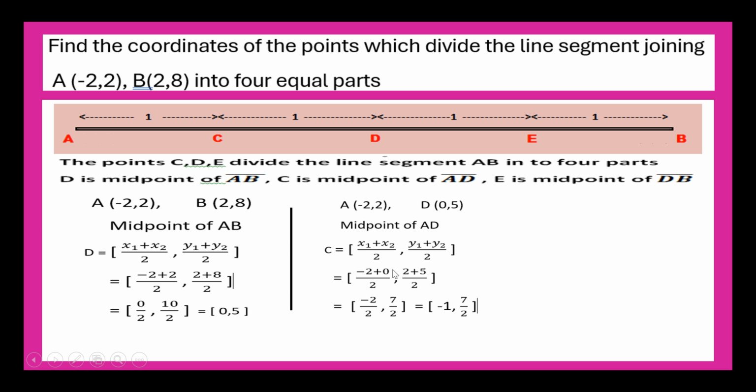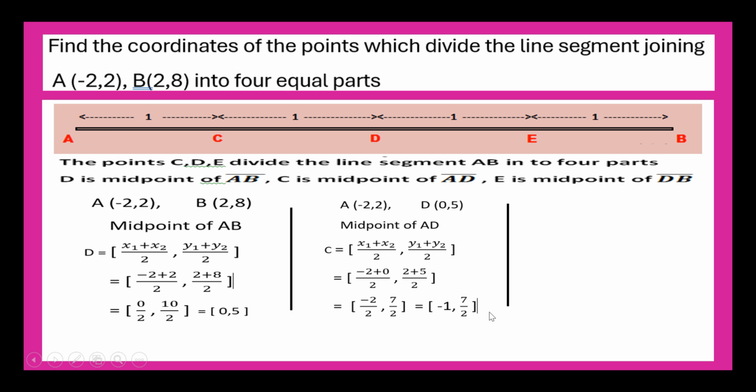What is minus 2 plus 0? If you add 0 to any number, you will get the same number again, that is minus 2 by 2. And 2 plus 5 is 7 by 2. Now minus 2 by 2 is minus 1, and 7 by 2 is 7 by 2 only. So we got the second point, the coordinates of C as (-1, 7/2).